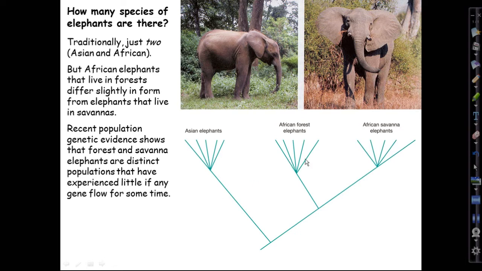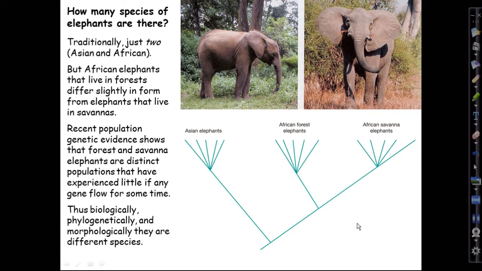Subsequent population genetic evidence showed that indeed forest and savanna elephants are distinct populations that have experienced little gene flow for some time. And that's shown in cartoon form here in this little phylogeny, with the Asian elephants forming a cluster of tips that are monophyletic and distinct from all of the African elephants, who in turn form two distinct clades that are easily defined phylogenetically. So that's good. They're phylogenetic species, they're biological species, and once we learned to spot the differences, they're morphological species.